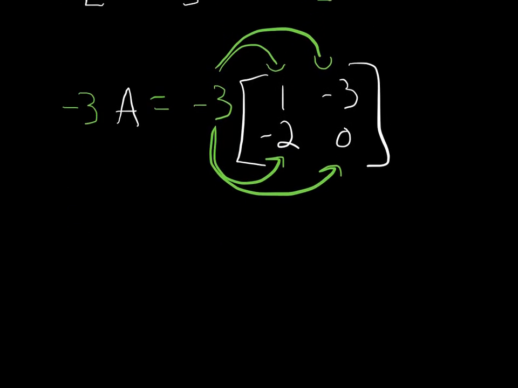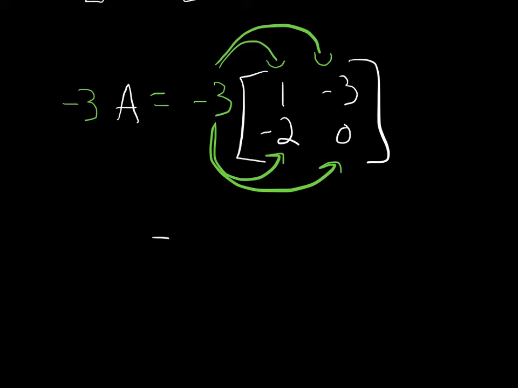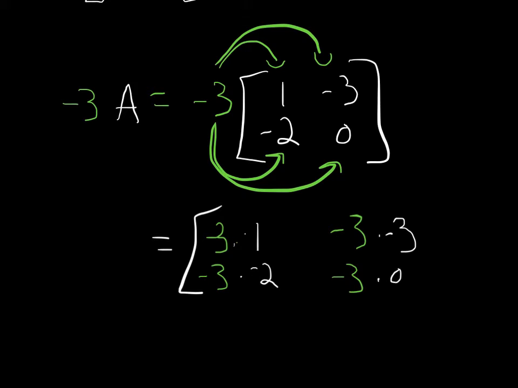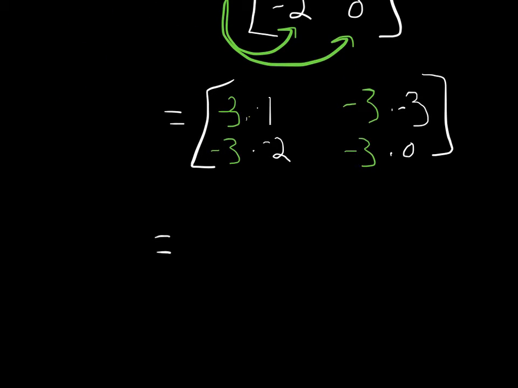So all you have to do is we've got -3 times 1, -3 times -3. I'm going to make these -3's green here, just so you can see a little bit better. So -3 times 1, -3 times the -3, -3 times -2, -3 times 0. And that should be very simple and very easy for you guys to do, just the multiplication.